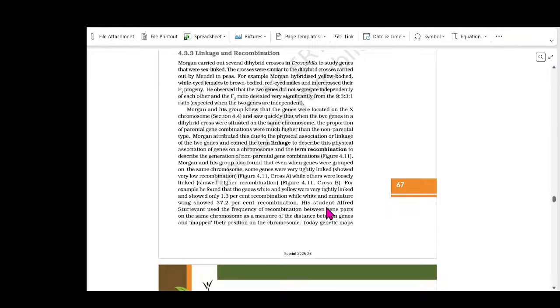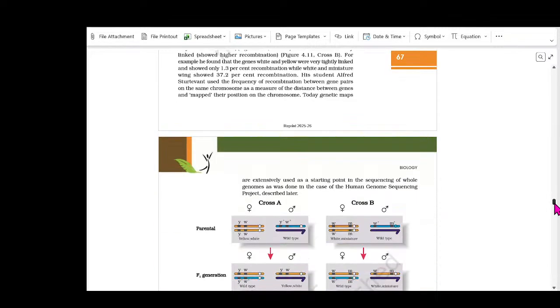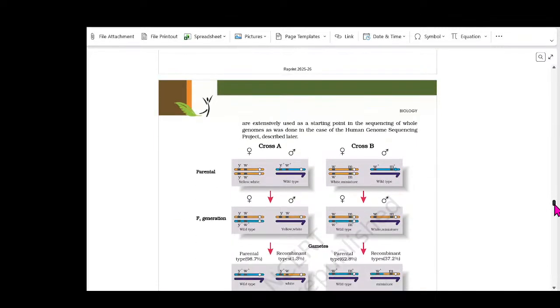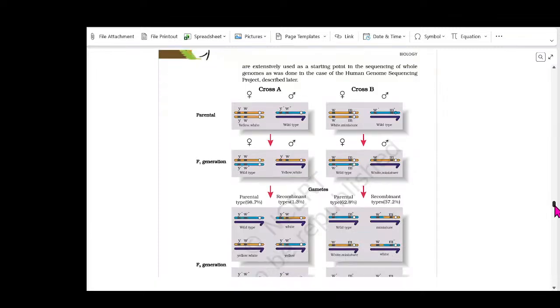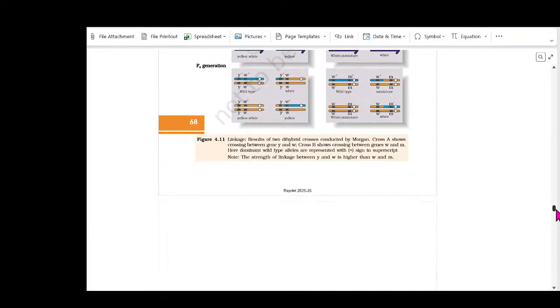His student Alfred Sturtevant used the frequency of recombination between the gene pairs on the same chromosome as a measure of the distance between genes and mapped their position on the chromosome. Today, gene maps are extensively used as a start point in the sequencing of whole genomes, and this was done in the case of the human genome sequencing project described later.